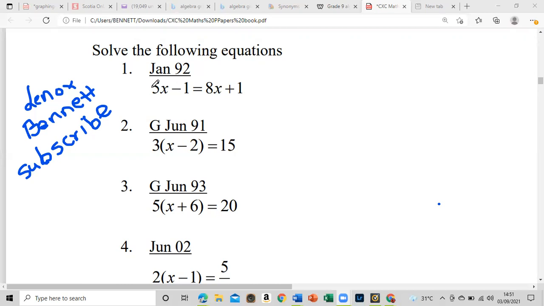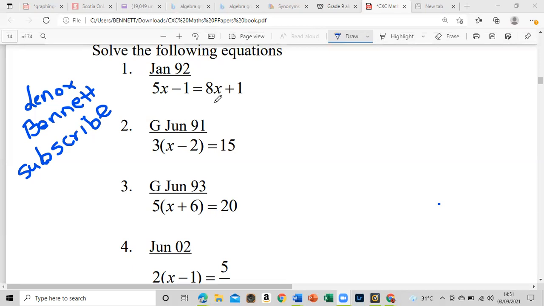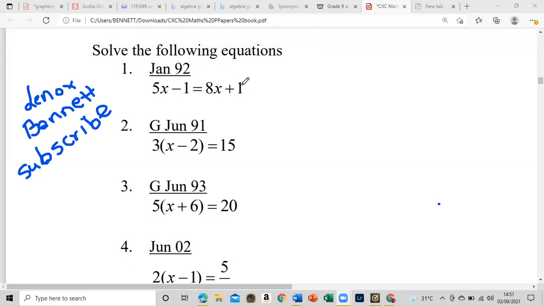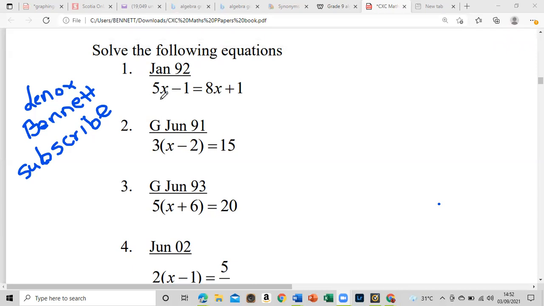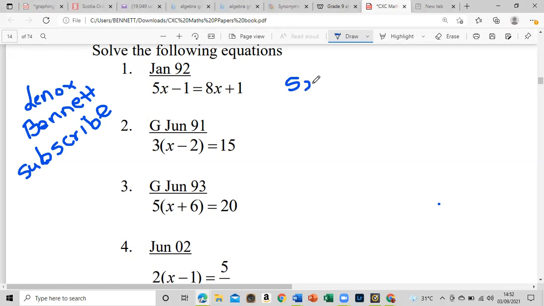Alright, so let's go. This one says 5x minus 1 is equal to 8x plus 1. I could solve for this now. We actually have to group the like terms. So we're going to bring over this 8x to match with this 5x. So it's 5x, and we're going to subtract 8x from this side, so it's minus 8x. And this is equal to plus 1. This was a minus 1, so it's going to become plus 1.